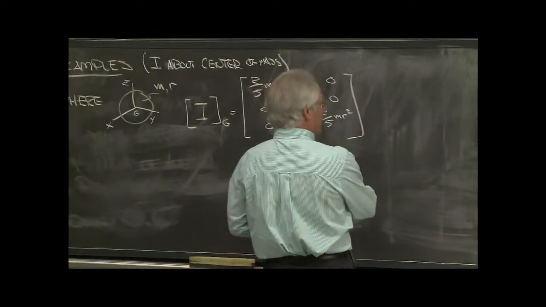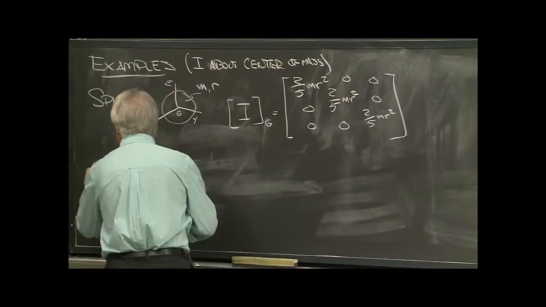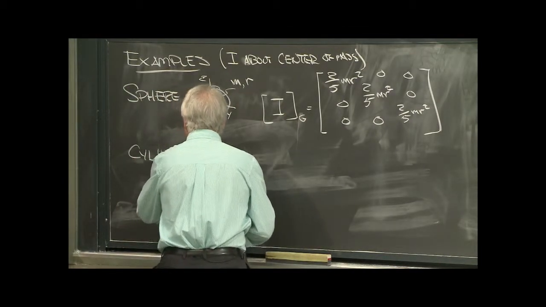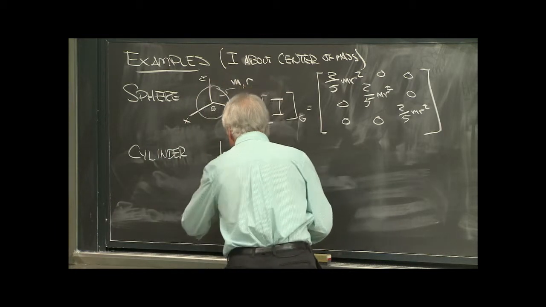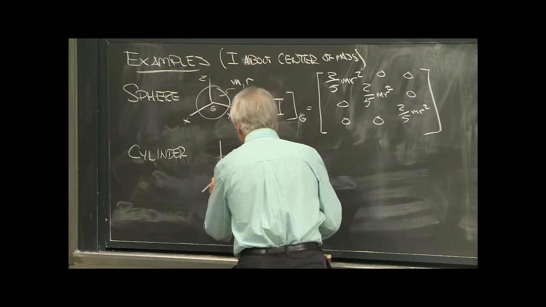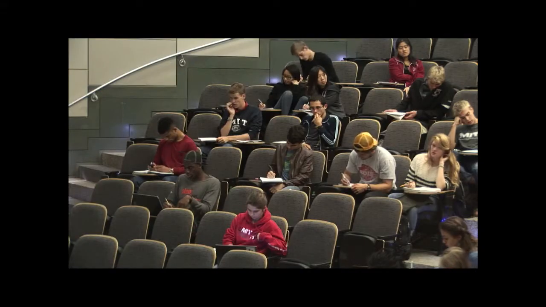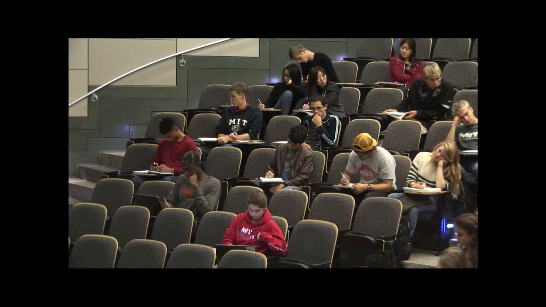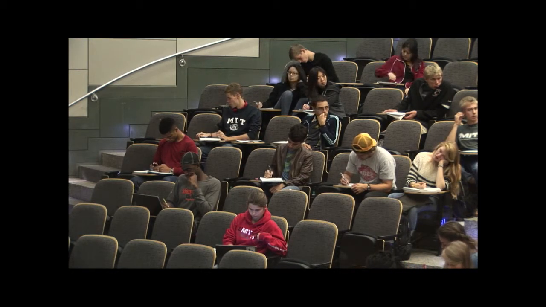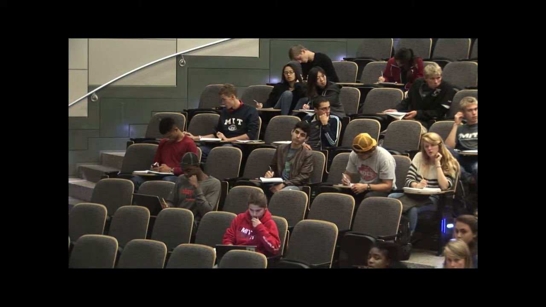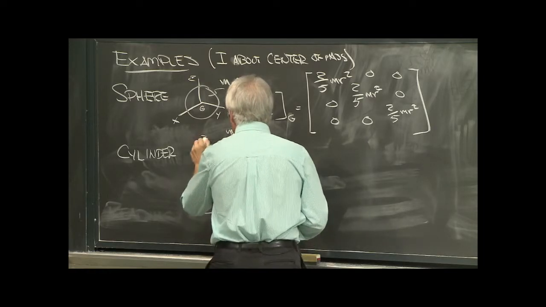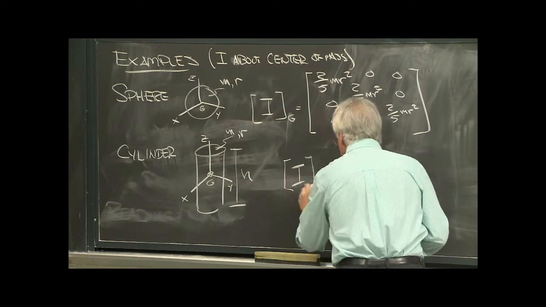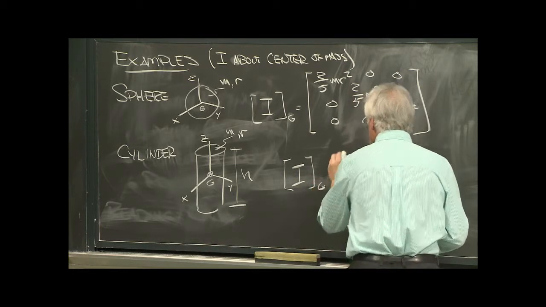This is the first one. Let me see if I can squeeze another in here. This is the cylinder. And once again, this is little x, little y, the center of mass. All right, and the answer here, this is G.